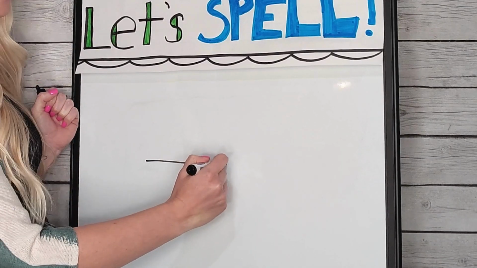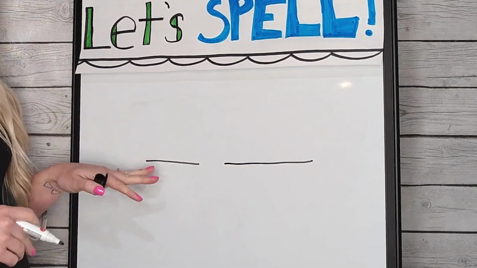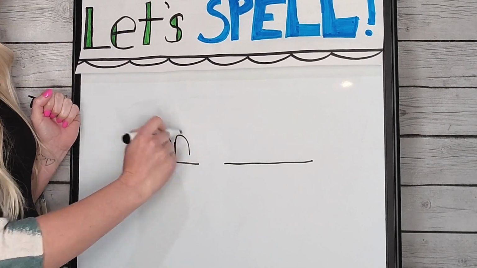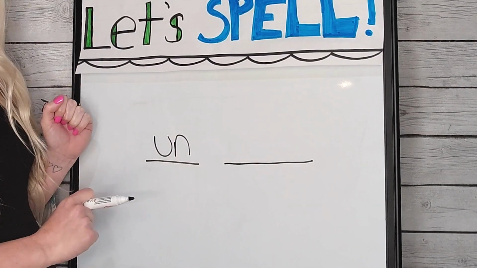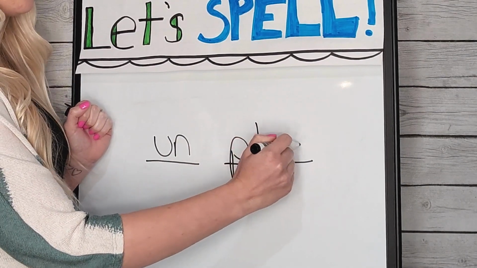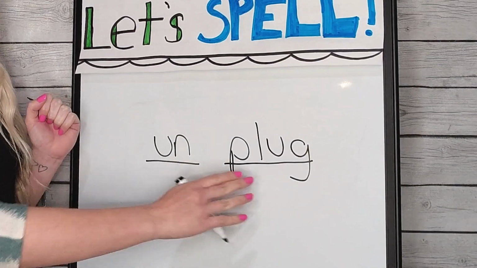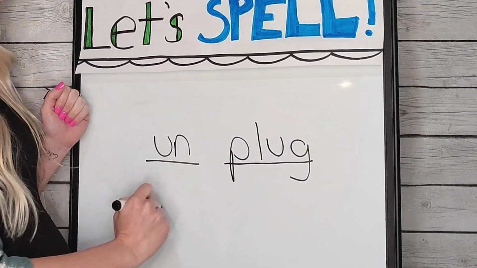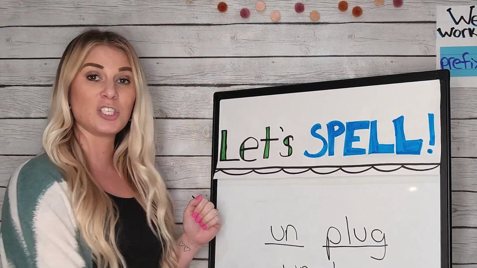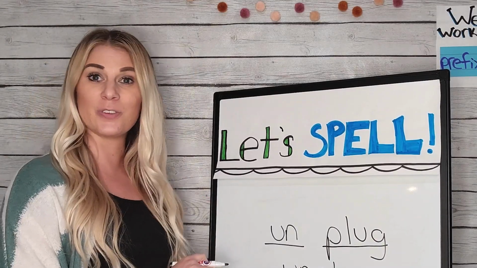Can you say that word with me? Unplug. When I say the word unplug, I hear the prefix un and the base word plug. When I think about the sounds in the prefix un, I hear u, n. And when I think about the sounds in my base word plug, I hear p, l, u, g. Now it's time to put both of our word parts together and build our word. Unplug.